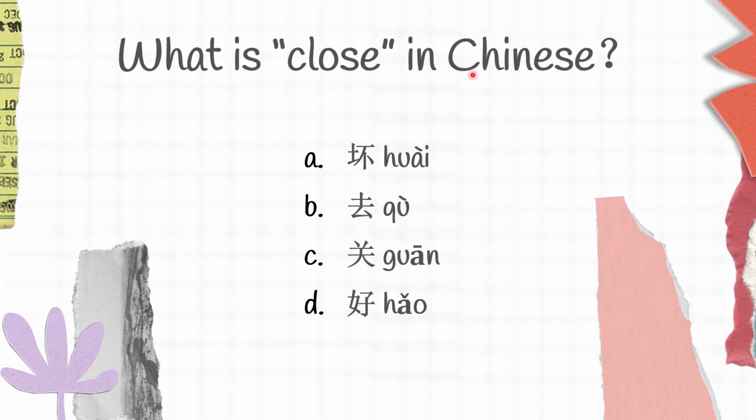What is close in Chinese? We have A, 坏, B, 去, C, 关, and D, 好. So, which one of them do you think is correct here? So, 坏 is bad, 去 is go, 关 is close, and 好 is good. Close in Chinese is C, 关.